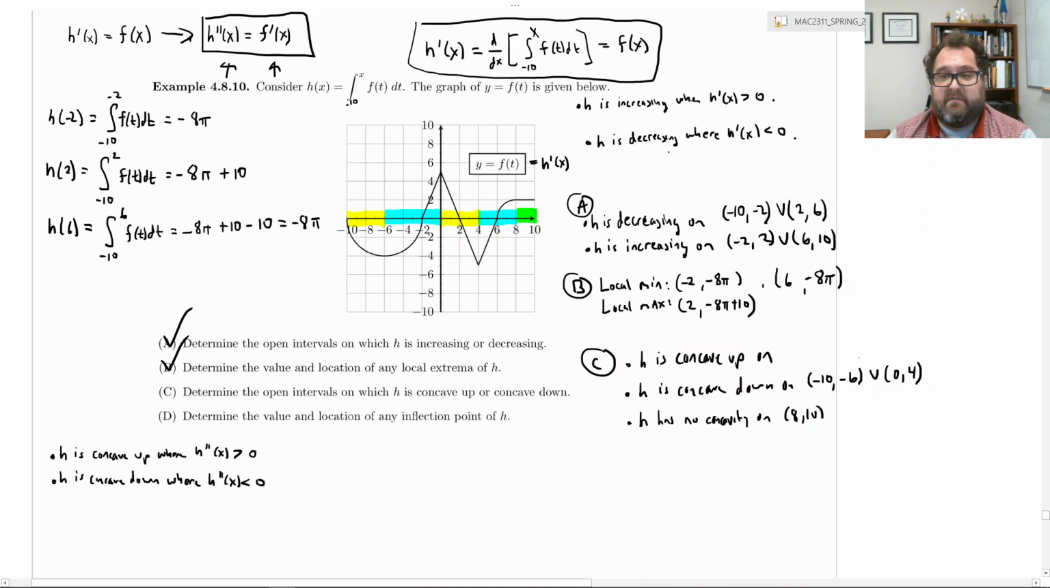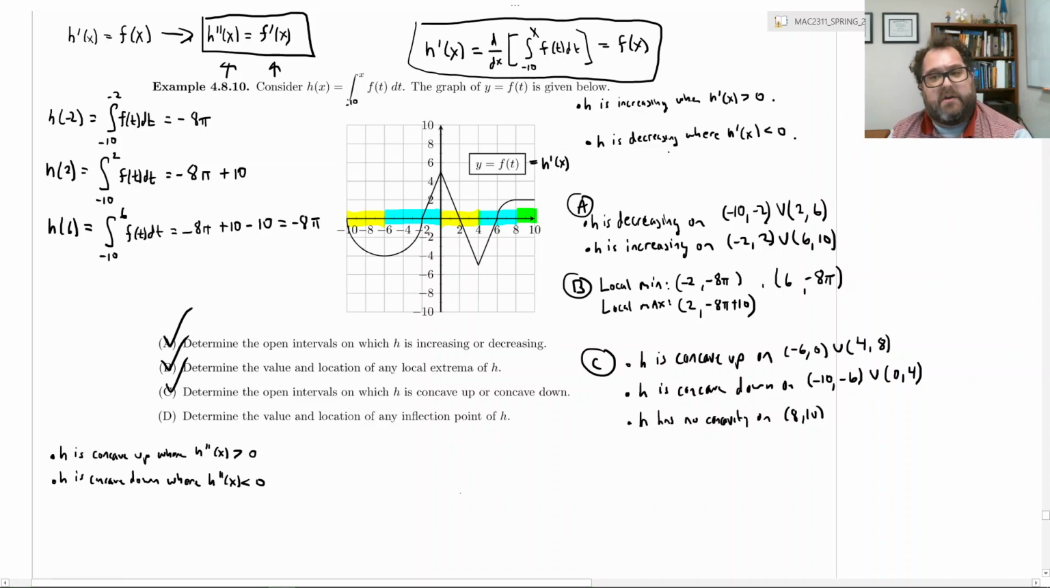Now we are concave up where I highlighted blue. So that is what? From the vertex of that parabola, so that's -6 to the origin, 0. Union 4 to 8. And again, there was no concavity from 8 to 10 because the function turns linear. All right, now that's the concavity behavior, so check mark.